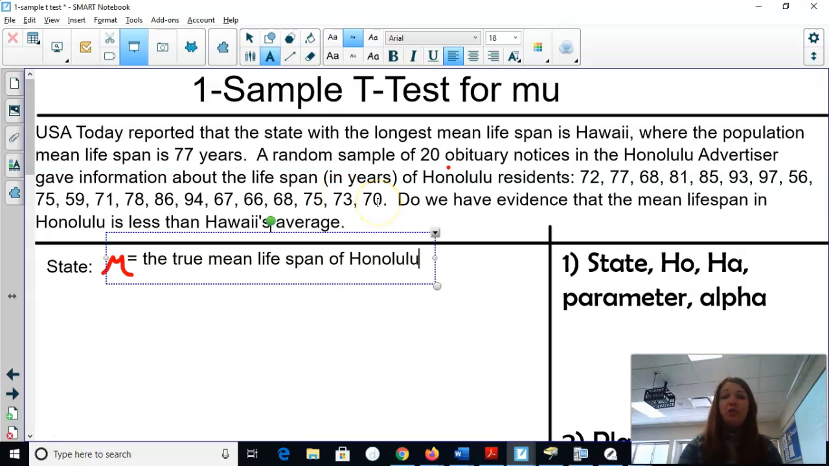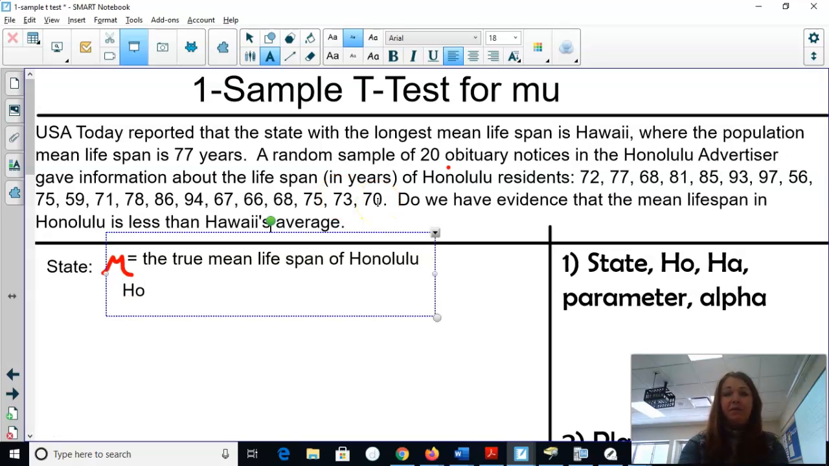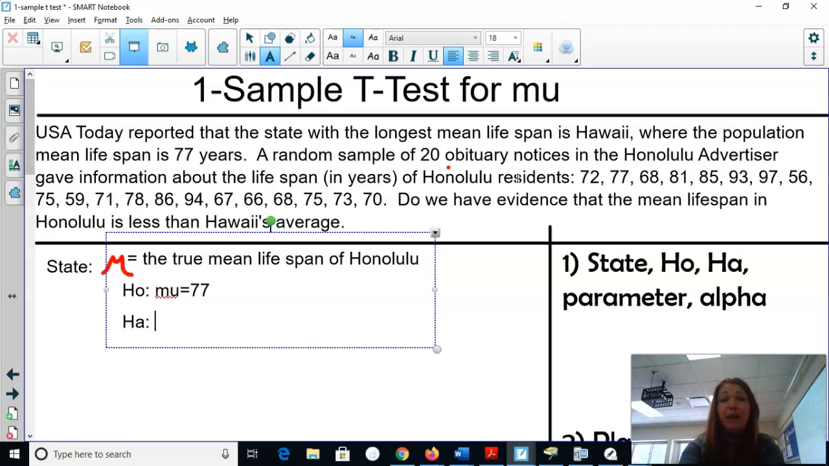Our H0: we always assume the truth about the population. So we're going to make an assumption that right now Honolulu mirrors that of Hawaii. 77 is describing all of Hawaii, and Honolulu is part of Hawaii. So we're making an assumption there that mu is equal to 77. We are wondering though if we have evidence that it might be less than 77. Our alpha, our significance level, is not stated, so we assume that it is 0.05 unless otherwise stated.